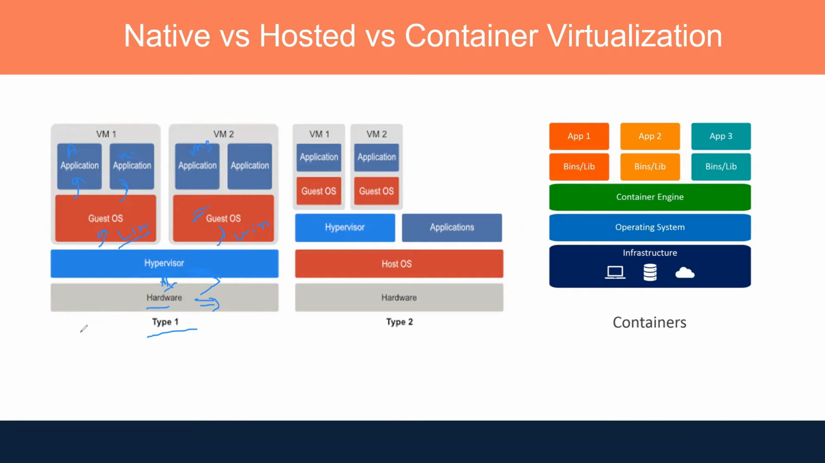Okay, in type 2 virtualization, what happens? In type 2 virtualization, basically you deploy the hardware. On top of the hardware, you deploy the operating system. You install Linux or Windows, whatever. And on top of the operating system, you deploy a hypervisor. And on top of the hypervisor, you install the guest operating system.